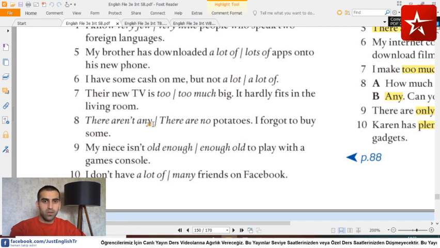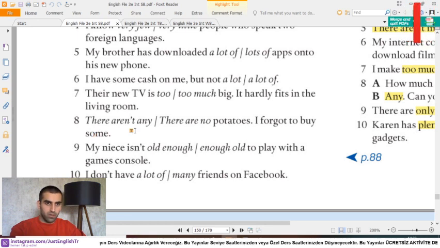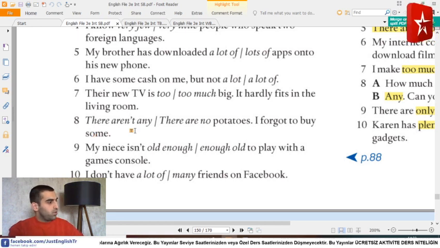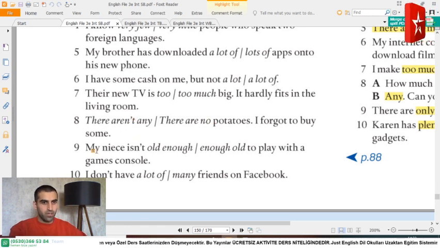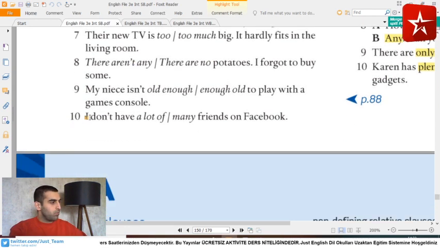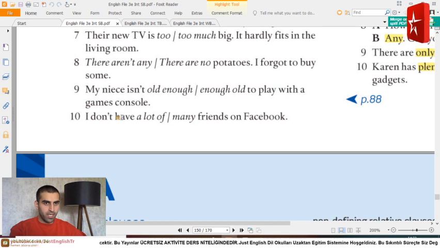There aren't any or there are no potatoes. I forgot to buy some. Both of them are correct. Okay. Who wrote the correct answer on the comment here? Nobody says both of them. Both of them is correct. Okay. So number 9. My niece isn't old enough or enough old to play with the games console. Which one do you think? Number 9. My niece isn't old enough or enough old.